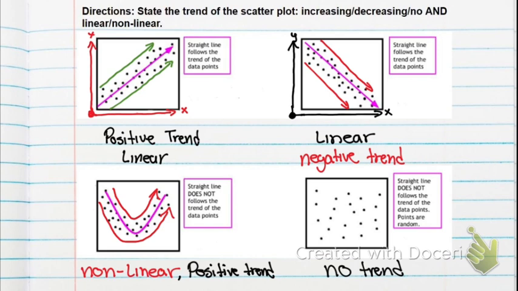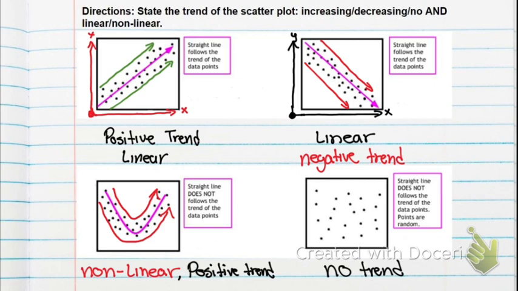Okay, so looking at these 4 examples, we have a positive showing that it's increasing. We have a negative showing that it's decreasing. We got a nonlinear positive. It's not a straight line, but it still can be a positive trend. And then in our last one, we showed that this is no trend at all. It's like the data points are all over the place.